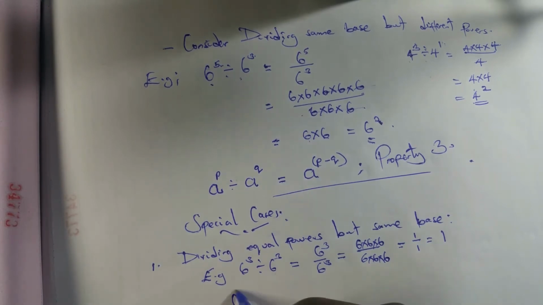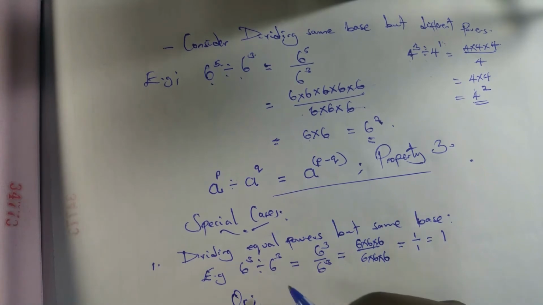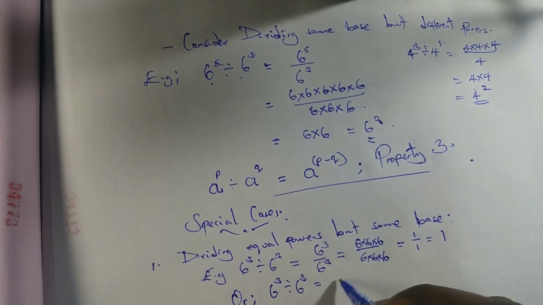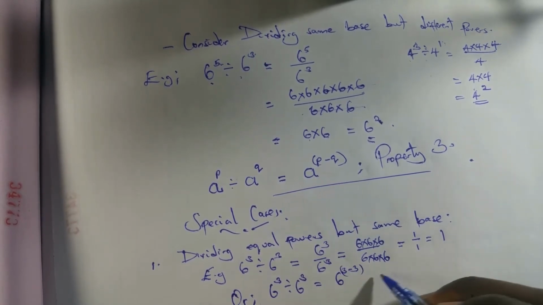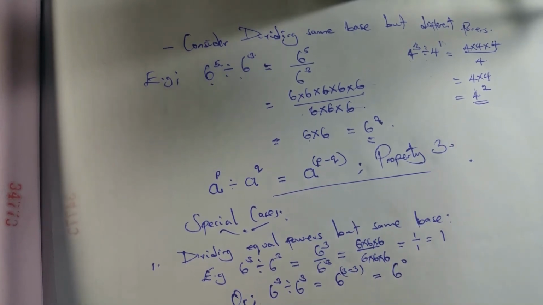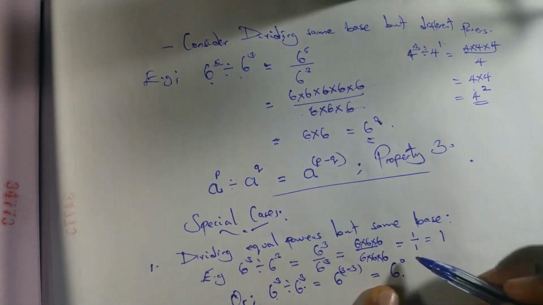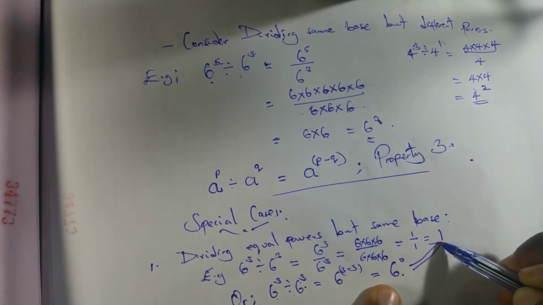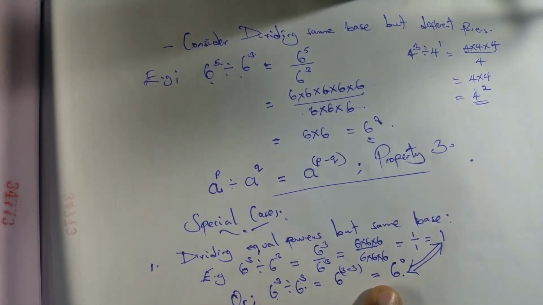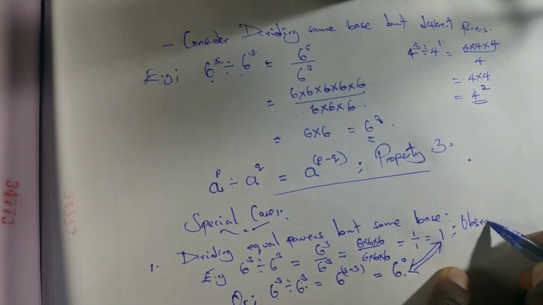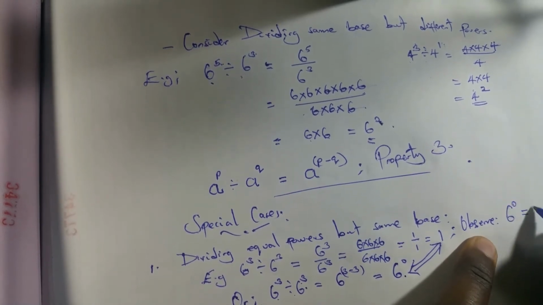So that means we can also solve 6 to the power 3 divided by 6 to the power 3 as 6 to the power 3 minus 3. What does it imply? It's the same as 6 to the power 0. If 6 to the power 3 divided by 6 to the power 3 gives 6 to the power 0, and we also have it giving us 1, what does it imply? It means 6 to the power 0 is the same as 1. So here we can observe 6 to the power 0 equals 1.